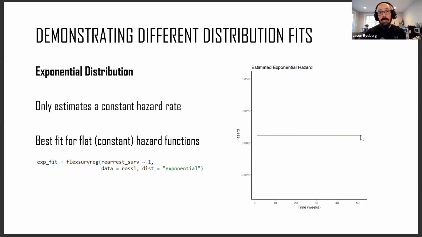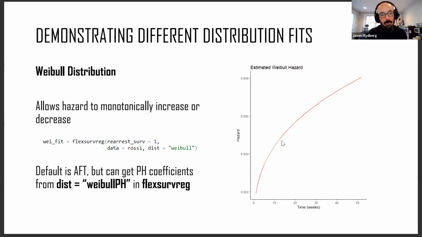Then what we're going to do is engage in multi-model inference to ask, even without the covariates being factored in, which of these distributions is most likely to have produced the data? Here, exponential describes flat hazards because it only has that one scale parameter or rate. With the Weibull distribution, the hazard is allowed to monotonically increase or decrease. Here is that estimated hazard, again applied to our data.